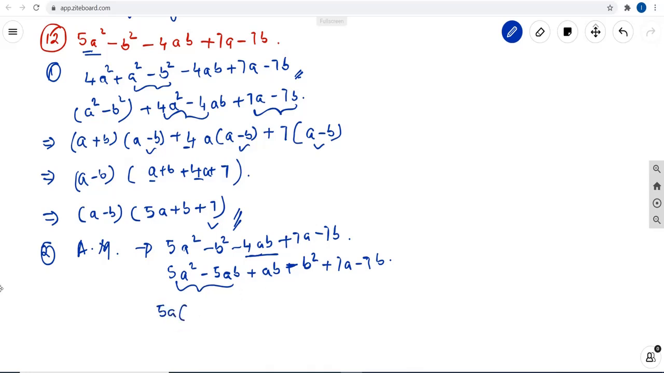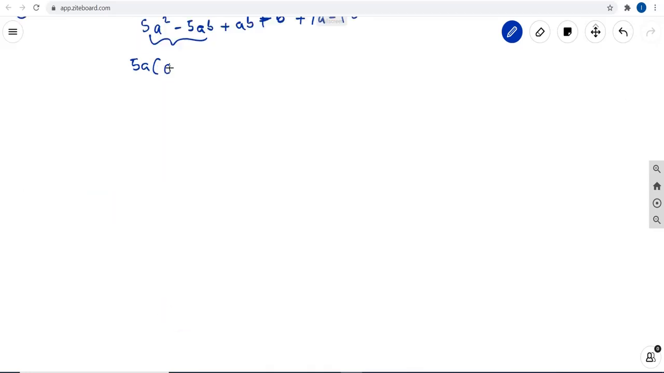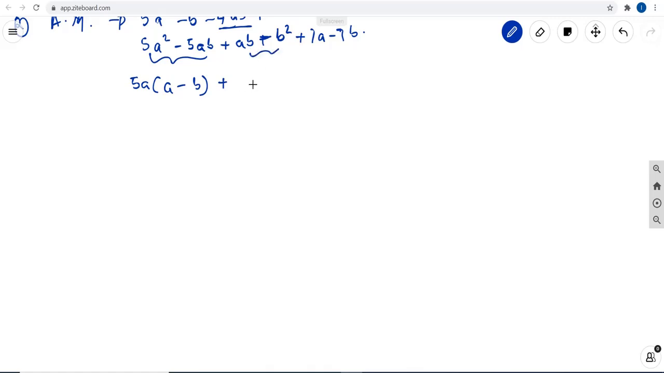Okay, so what can we take common here? 5a. If I take 5a common, what is left? A minus b. Plus, in this what can I take common? I can take b common, so again a minus b. In this again, I can take plus 7 common. If I take 7 common, then a minus b is left. Again in all three terms, a minus b is common. If I take that outside, what is left? 5a plus b plus 7.